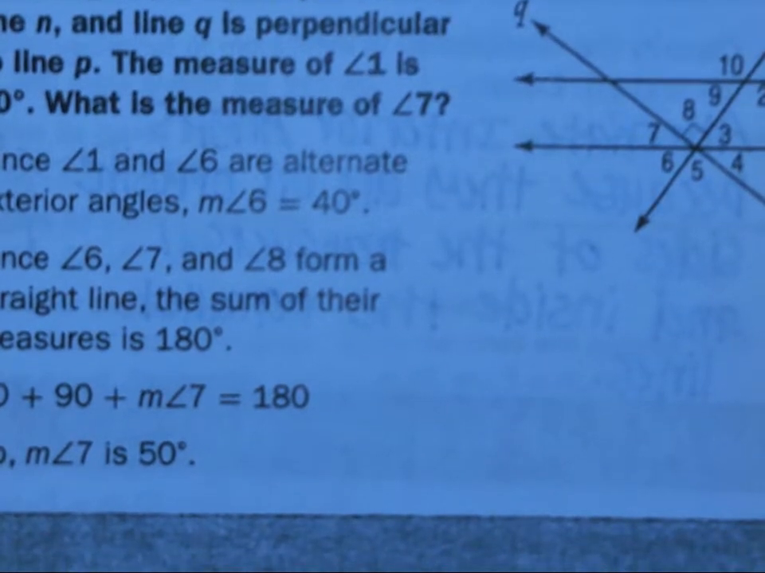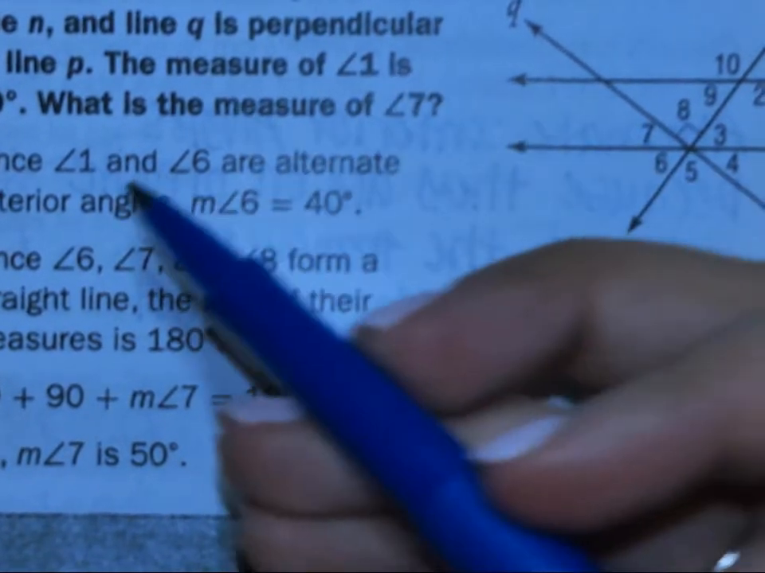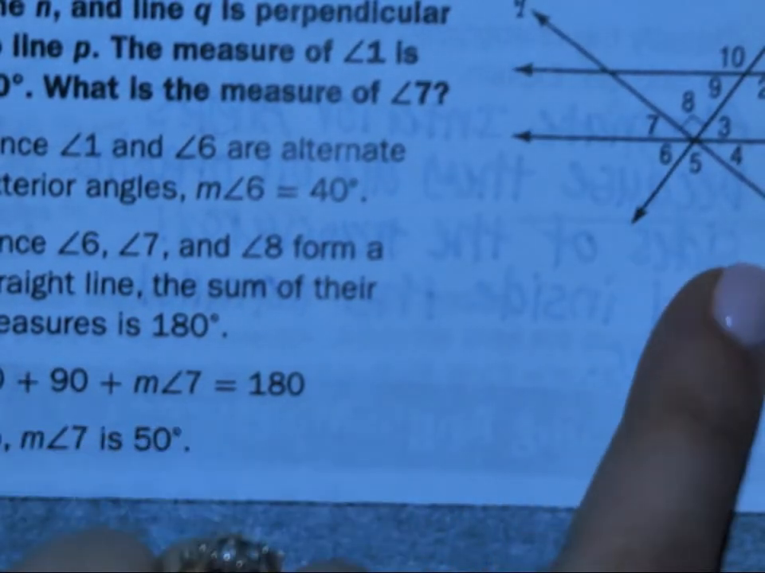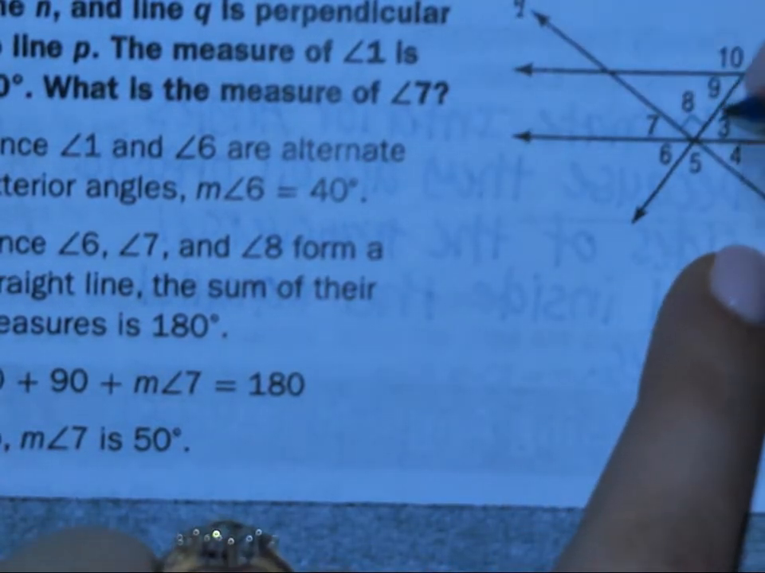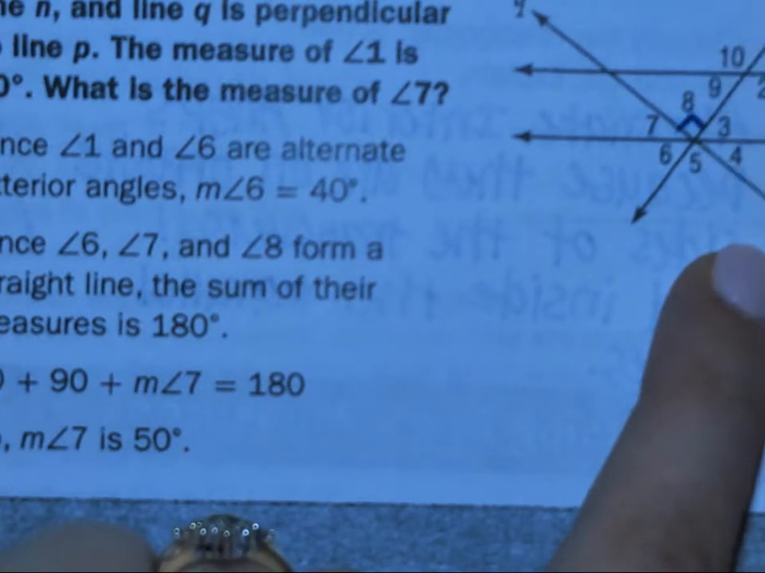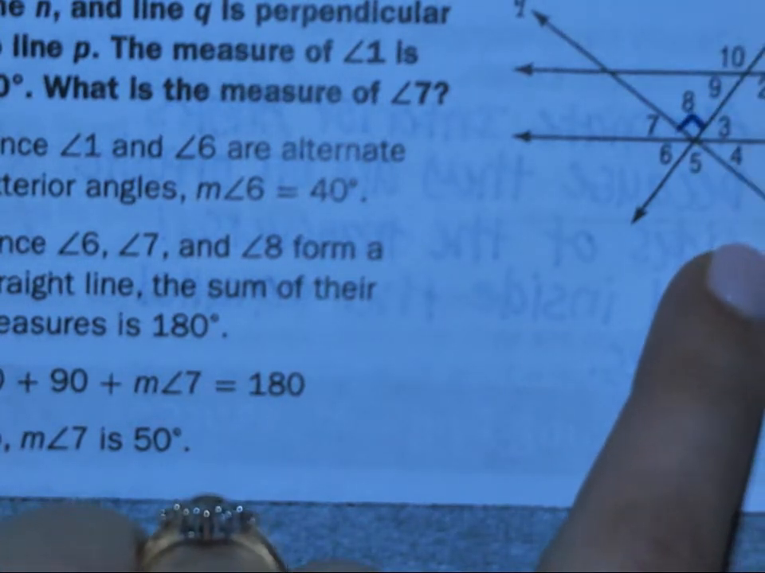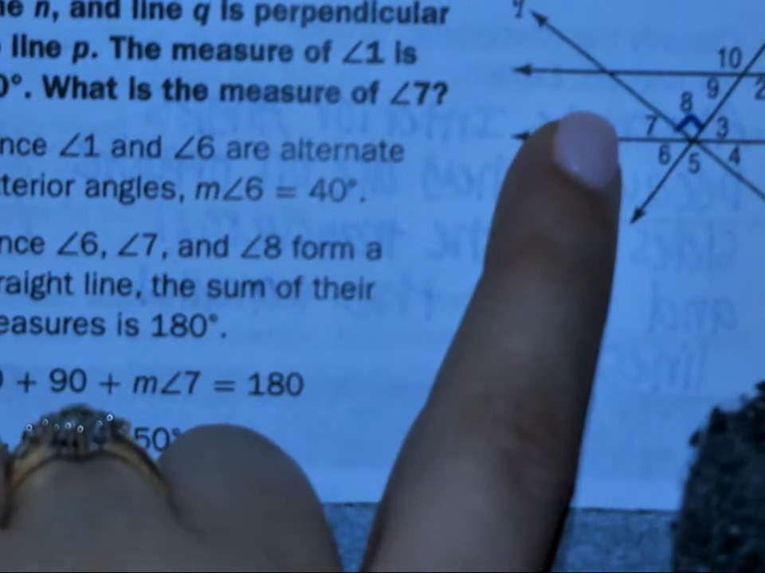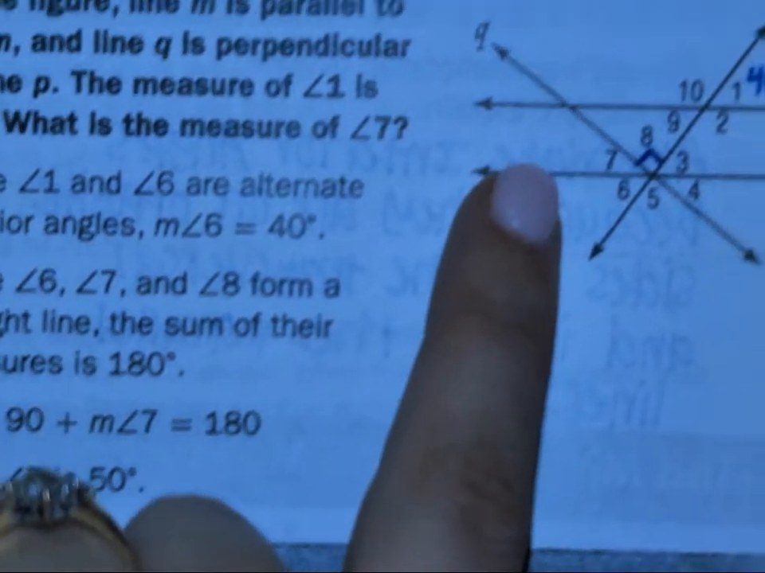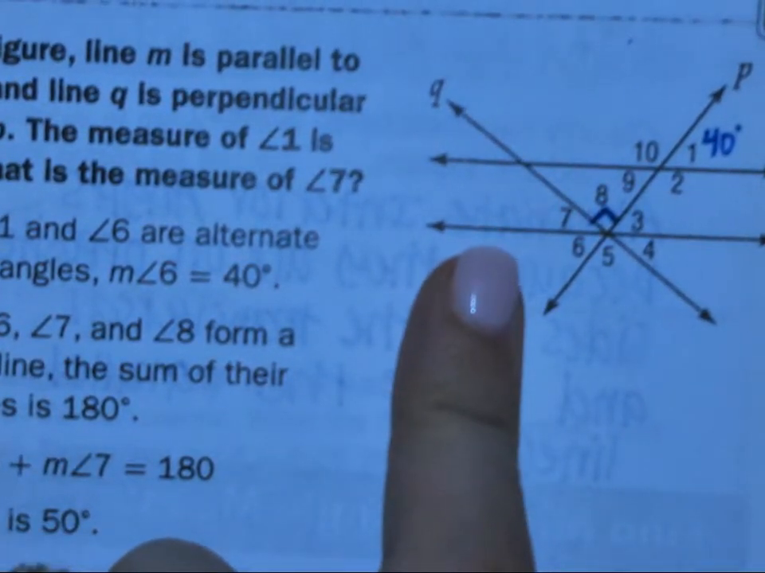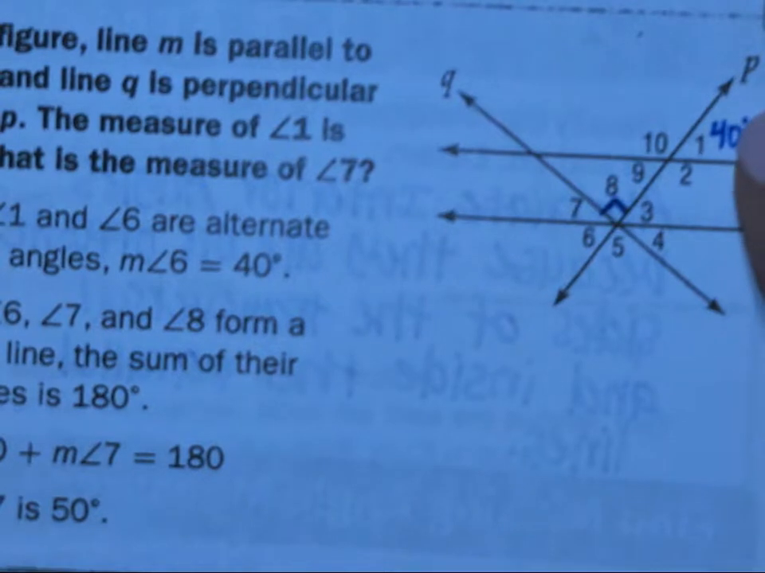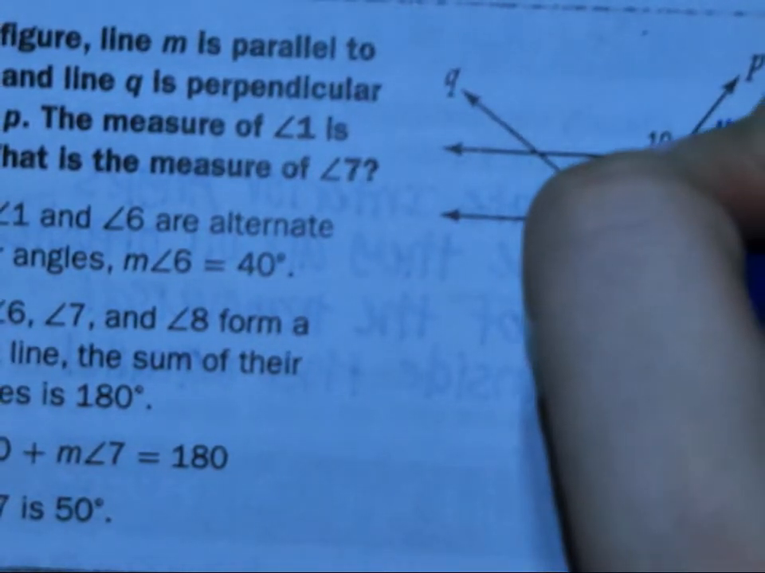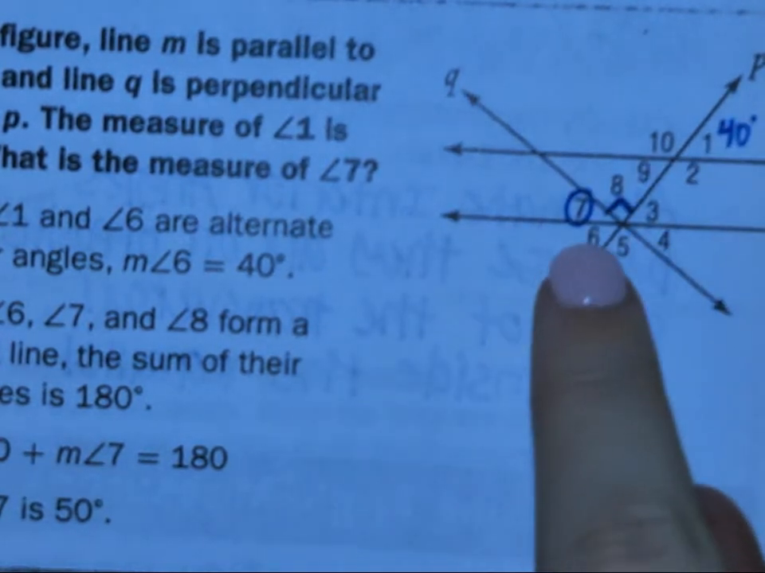So, in the problem, it tells me that M and N are parallel. It tells me that line Q is perpendicular to line P, which this right angle measure right there tells me, okay? They want us to find the measure of angle 7, and then they told us that the measure of angle 1 is 40 degrees. So I'm going to go ahead and fill in that information right there. Measure of angle 1 is 40 degrees. I'm going to circle this one because that's what I want to find. I want to find the measure of angle 7.